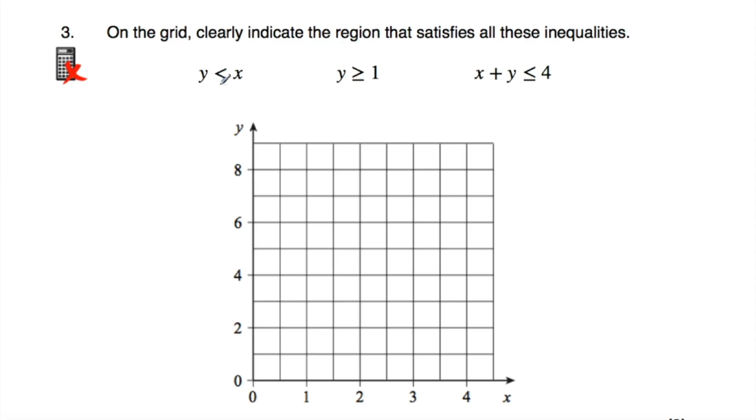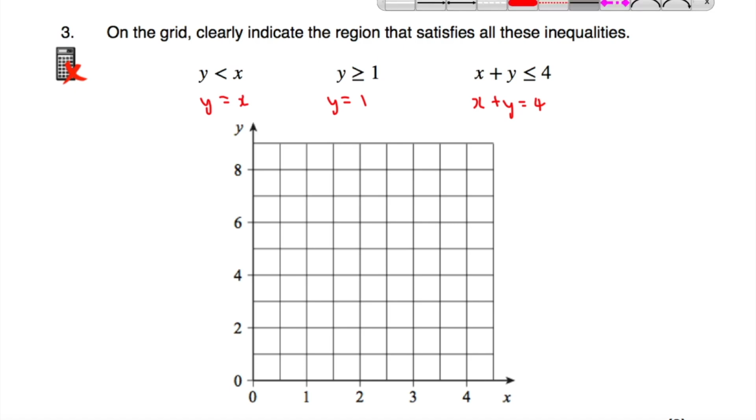Okay, so what I'm going to do is draw the graphs of y equals x, y equals 1, and x plus y equals 4. And then once we draw those lines, we can figure out what sides of those lines would satisfy those inequalities. Okay, so I'm going to start off with these two. I'm going to start off with y is bigger than or equal to 1. So I'm going to draw the line of y equals 1.